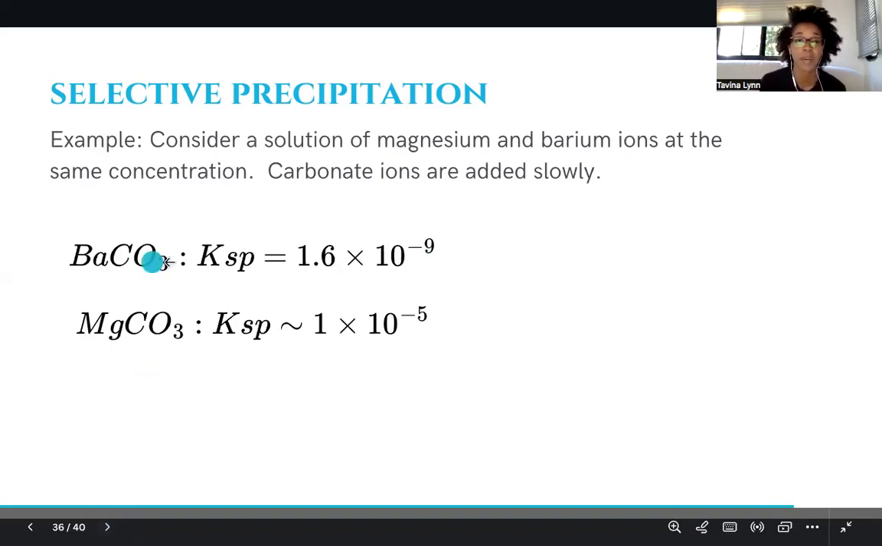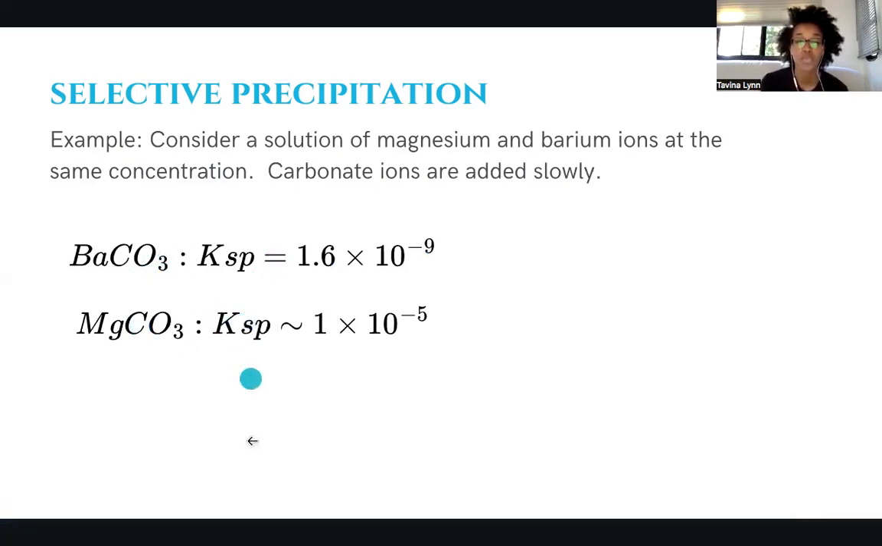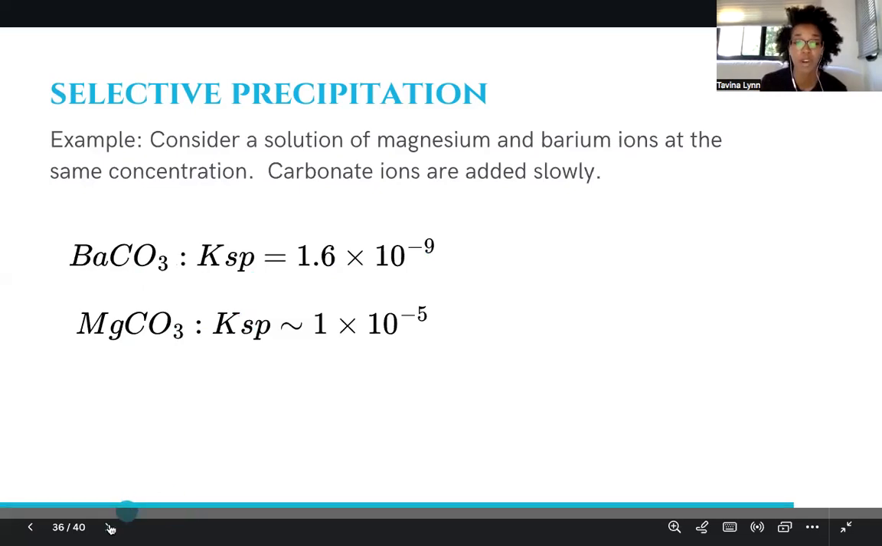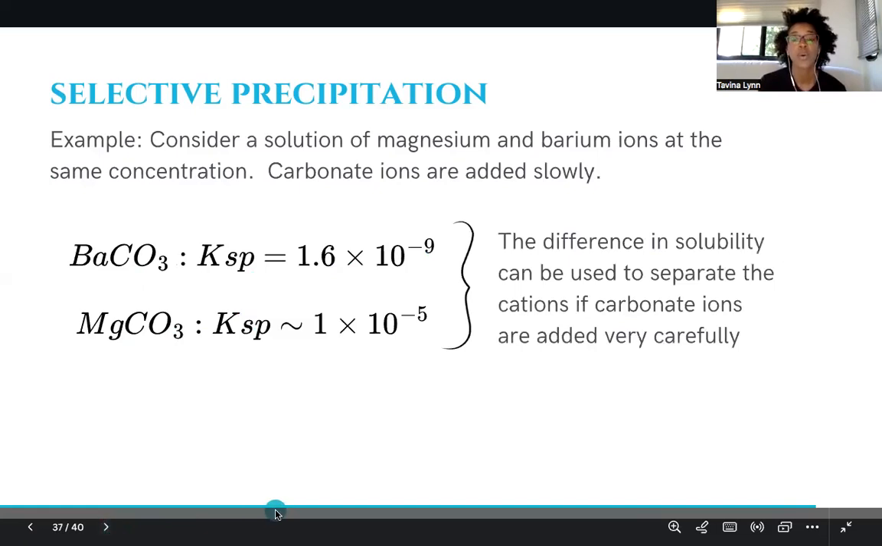To predict what will happen, right, we can look at the solubility product constant for both barium carbonate and magnesium carbonate to compare their solubilities. Because the magnesium and barium ions are at the same concentration and there is a difference in their solubility product constant, we can use the carbonate ions to separate magnesium and barium ions.